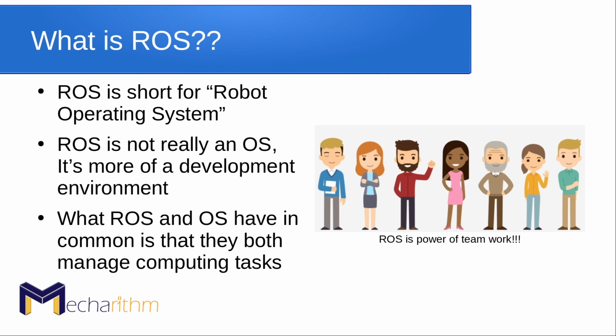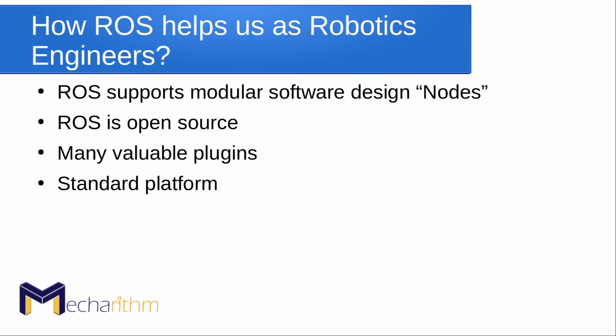All right. So, the second question we have to ask is how ROS helps us as robotics engineers. Well, ROS supports modular software design, and what I mean by modular software design is, as I said before, we have multiple nodes, each one performing a specific task, and at the same time, these nodes need to communicate with each other. So let's just say that we are a team of developers working on some major project. In this case, each one of us will develop, for example, his own node or his own source code that he's eventually going to contribute to this project.